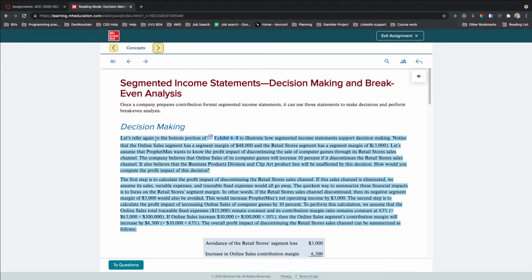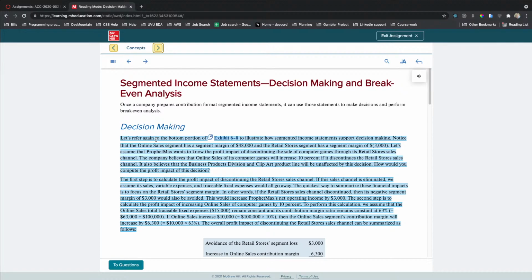The company believes that online sales of its computer games will increase 10% if it discontinues the retail stores sales channel. It also believes that the business products division and the clip art product line will be unaffected by this decision. How would you compute the profit impact of this decision?